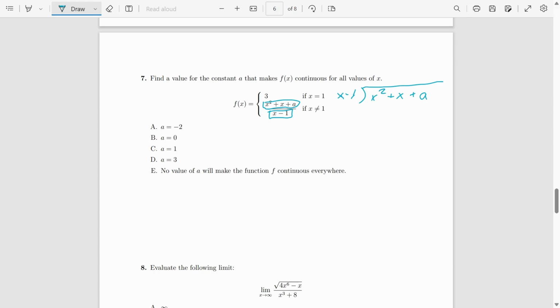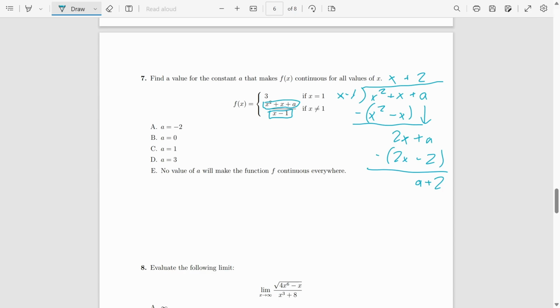So x squared divided by x is x, and then x times x is x squared. x times -1 is -x, minus is 2x, and then bring down the a. So then 2x divided by x is 2, positive 2. 2 times x is 2x. 2 times -1 is -2. Subtract, that ends up being a plus 2. So that's our remainder.